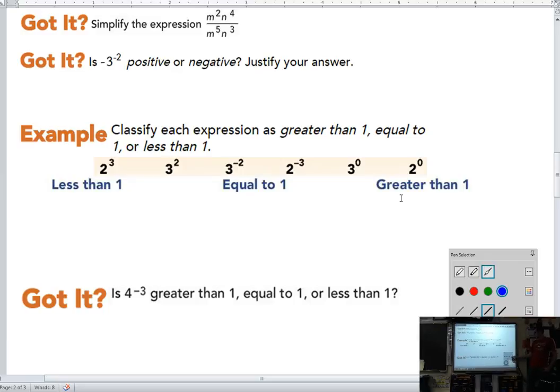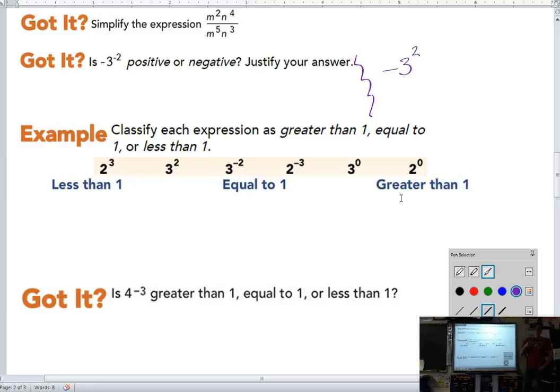Think about this for a moment. -3 to a negative power. A negative number to a negative power. Now, to think about this, let's think about a couple different situations. Off to the side somewhere, and this is a different example, what about negative 3 to a positive power?